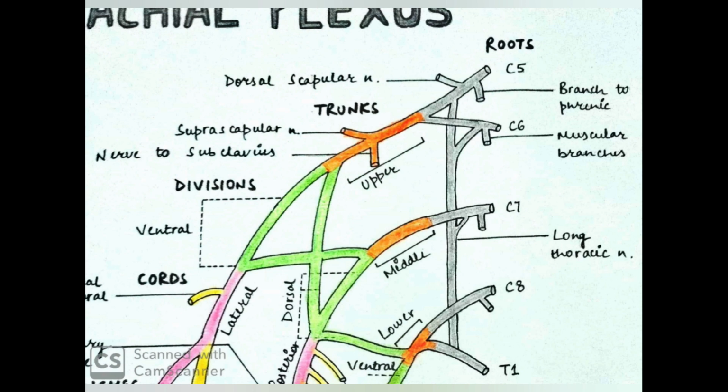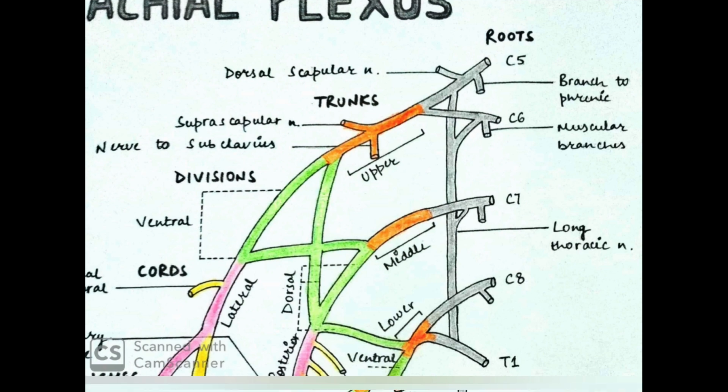In the trunk region, there are only 2 branches, and you can see they are arising from the upper trunk only. These are the suprascapular nerve and the nerve to subclavius. Suprascapular nerve has a root value C5 and C6. This nerve supplies the supraspinatus and infraspinatus muscles, and the nerve to subclavius has a root value of C5 and C6 and it supplies the subclavius muscle.